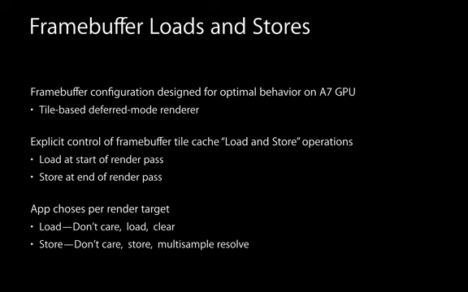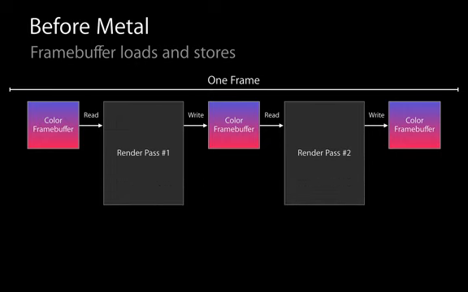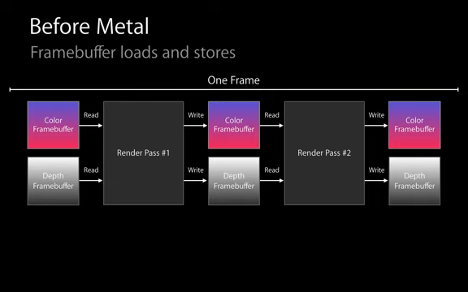And I'll show you an example of how that works here. So let's say, as an example, this is before Metal. You had one frame for which you wanted to do 2 rendering passes. And in this example, you're going to take the color frame buffer, you're going to have to read it at the beginning, you're going to write it out at one pass through, and then you're going to do the same for the second pass. And you probably want to use a depth buffer as well.